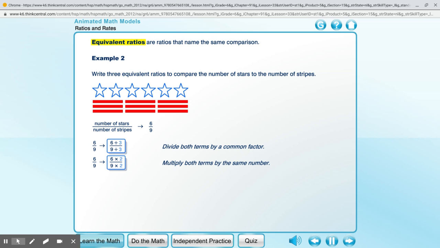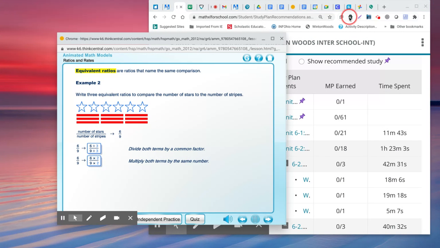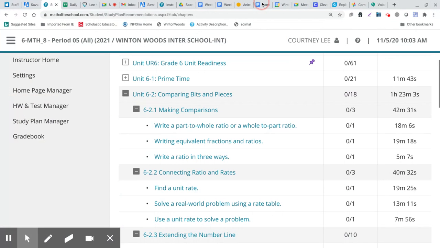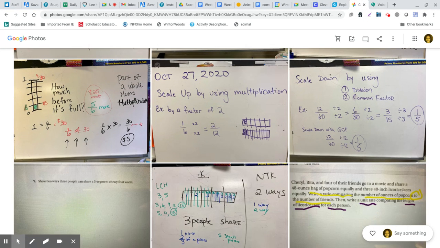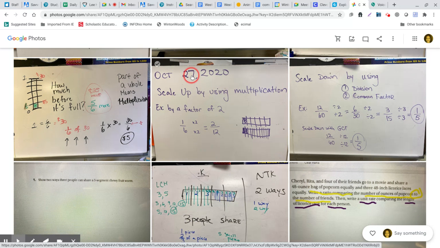Click each ratio to find an equivalent ratio. So this is very similar to our notes. If you see here, we talked about scaling up and scaling down. That was on October 27th. You can scale up by using multiplication and get an equivalent ratio. You can scale down by using division and get an equivalent ratio. So we literally just talked about this last week.